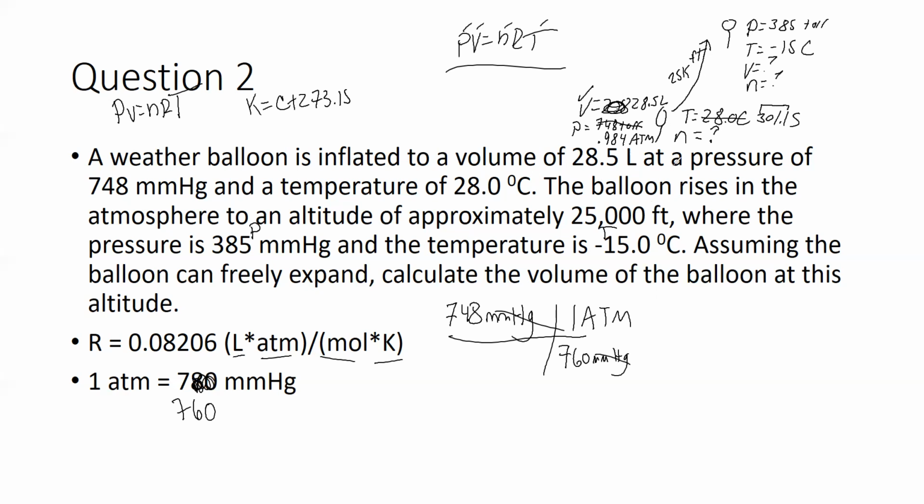All right, now we have all of our numbers in the right units. So we have 0.984, that's our P, multiplied by a volume, 28.5, equals n, don't know, times R, 0.08206, times T, 301.15. PV equals nRT. Solve for n by dividing each side by RT.